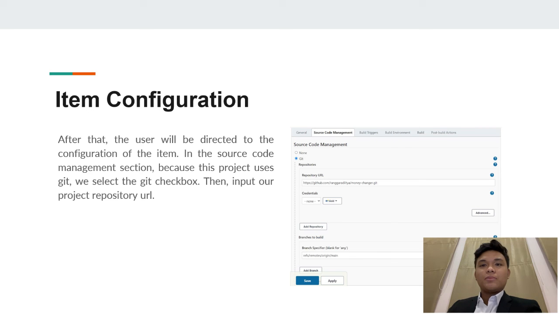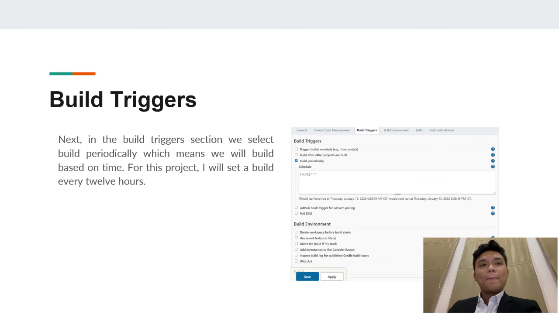In the source code management section, because this project uses Git, we select the Git checkbox, then input our repository URL. Build triggers. Next, in the build triggers section, we select build periodically, which means we will build based on time. For this project, we will set a build every 12 hours.